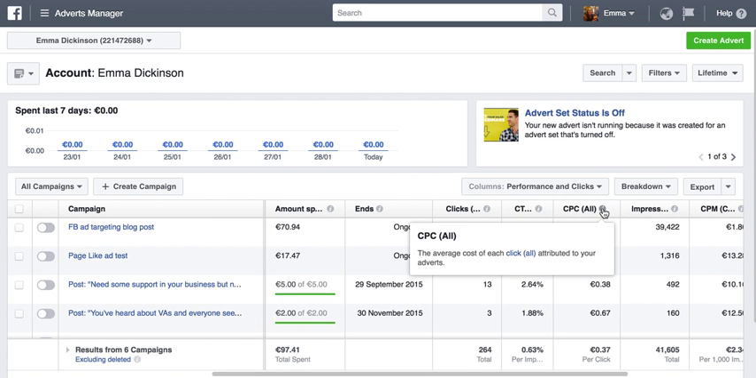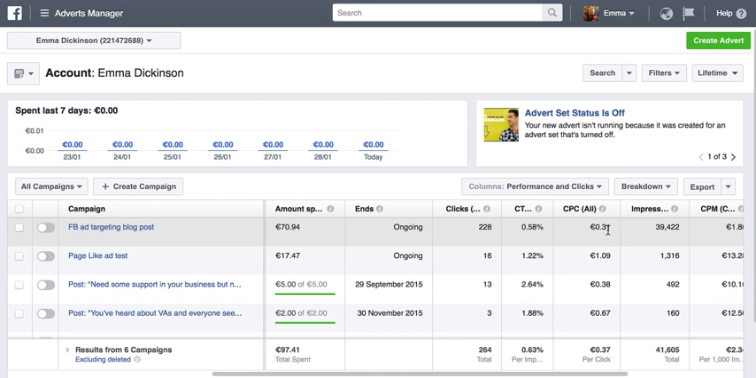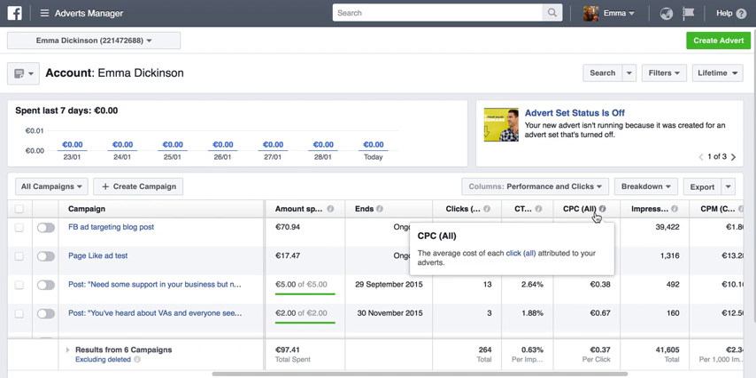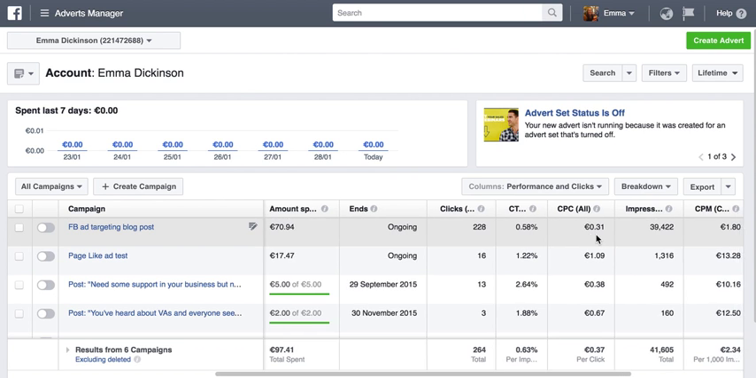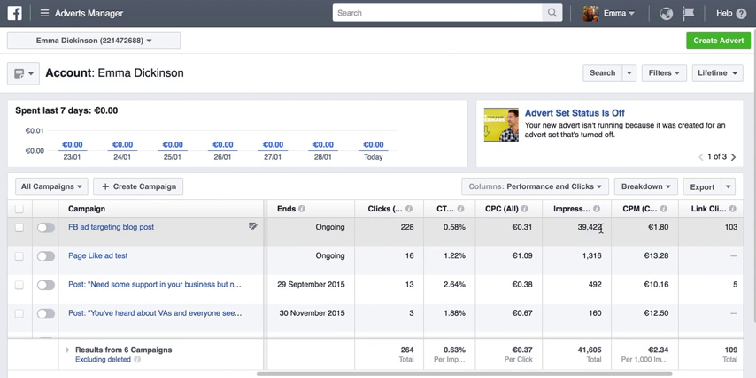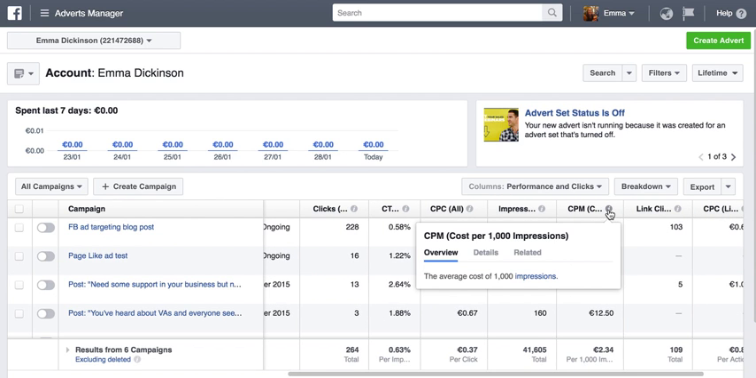Cost per click, CPC. So that's just how much it cost for each click, but that's all not clicks. Impressions, this is what I was talking about before, so it's at 39,500. If you remember, the reach was about 27,000, so it means that the ad was shown 39,000 times, but it was shown to 27,000 unique people. CPM is cost per 1,000 impressions.